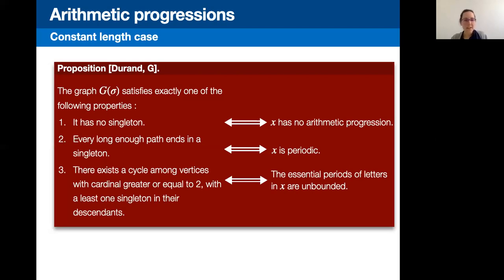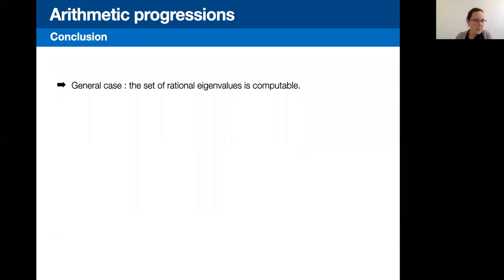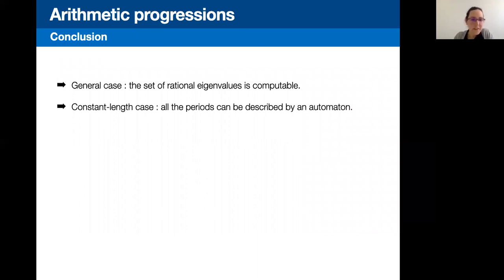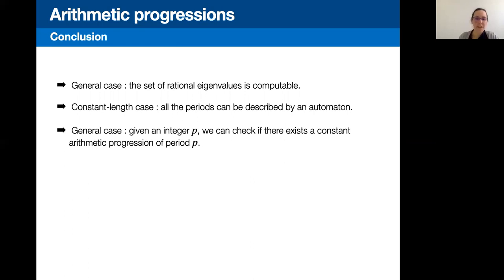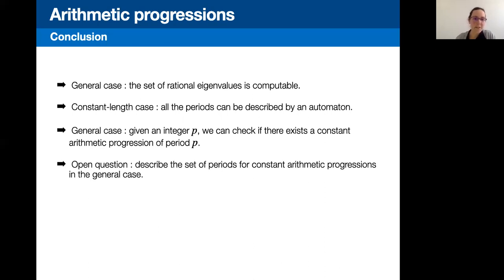We can also see in the graph G of sigma if the sequence is tuplets. To check it, we just have to follow the path starting from 0, 0, 0. If it ends in a singleton, then the sequence would be tuplets. Okay, so as a conclusion, in the general case we can compute the set of rational eigenvalues. In the constant length case, we can describe all the periods of letters by an automaton. But in the general case, we can only check if there exists a constant arithmetic progression for a given period. We leave as an open question to describe the whole set of periods in the general case.